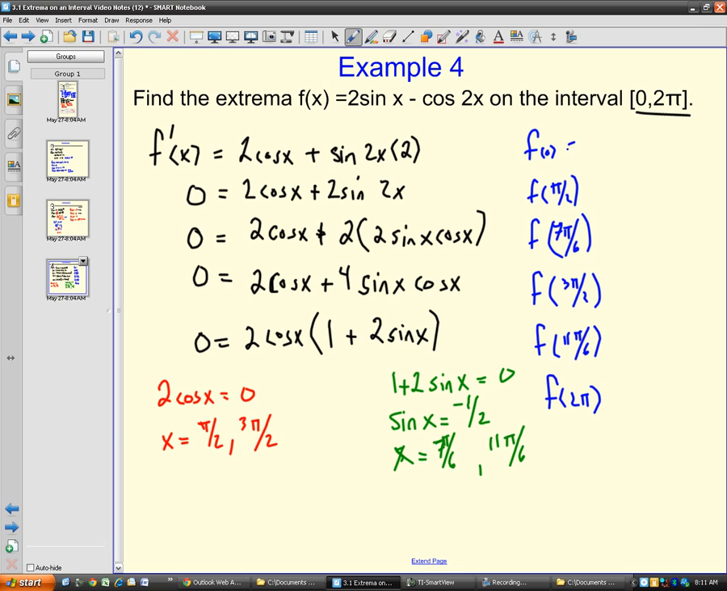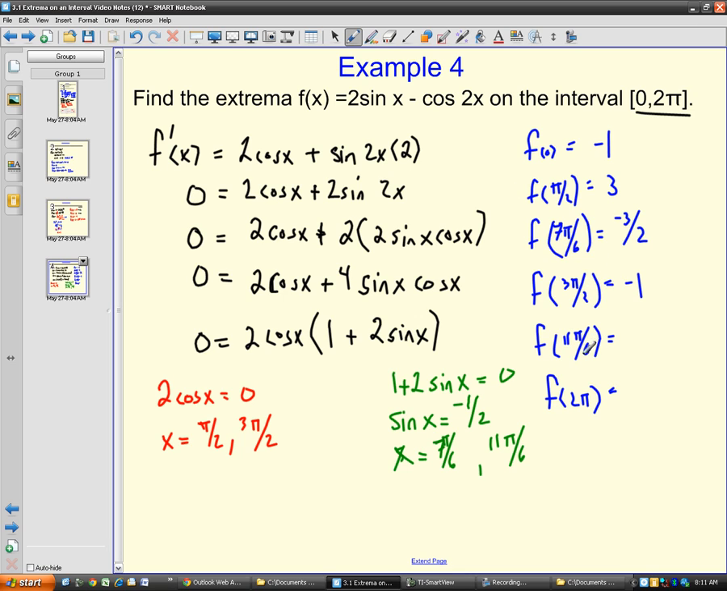If I put 0 into the original function, I get -1. If I put in pi over 2, you can calculate it with the original function and get 3. If I put in 7 pi over 6, I get -3 over 2. If I put 3 pi over 2 into the original function, I get -1. If I put in 11 pi over 6, I get -3 over 2. And the last one, if I put in 2 pi, I get -1.